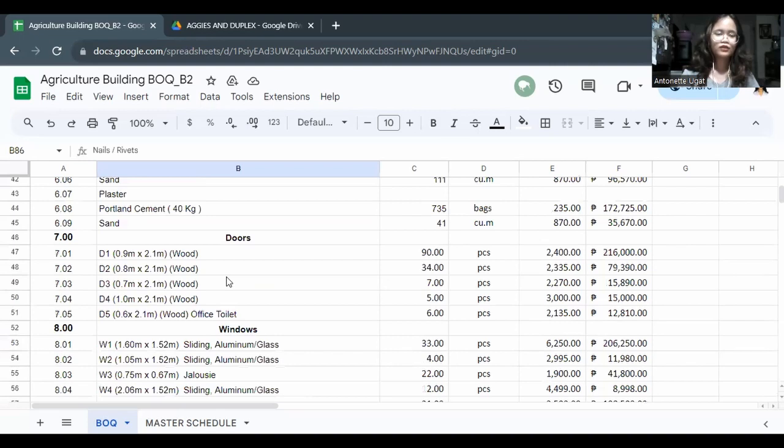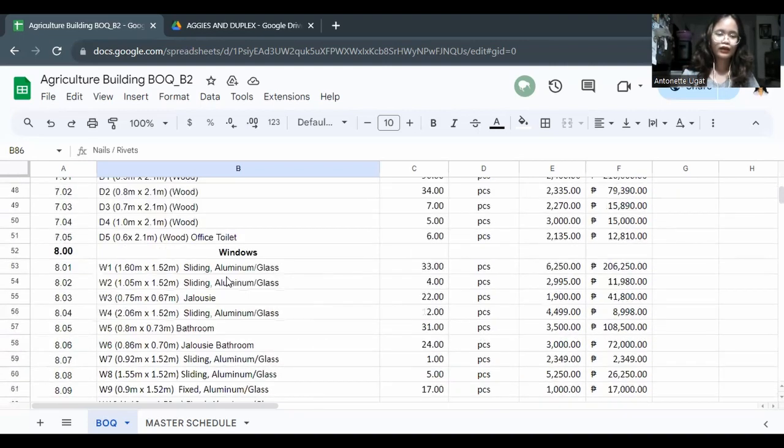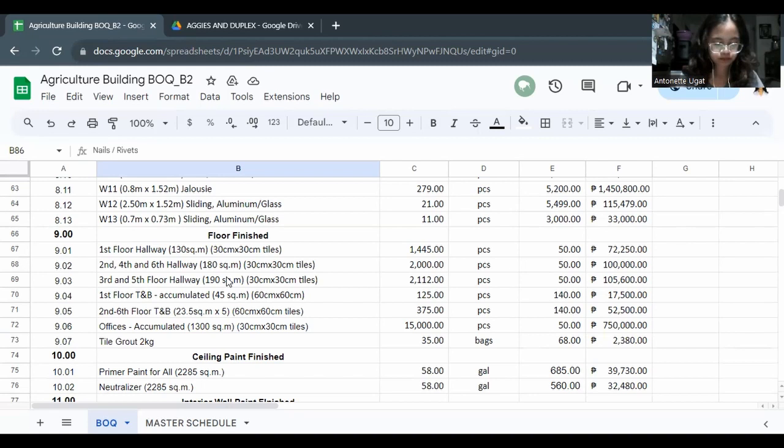So let's go back to the floor finishes. As I have mentioned, I have taken into account the hallway, because for the agriculture building, the hallways, the bathroom, and the offices use tiles, although they differ in the dimensions of the tiles used. So there are 30 by 30 centimeter tiles and 60 by 60 centimeter tiles.